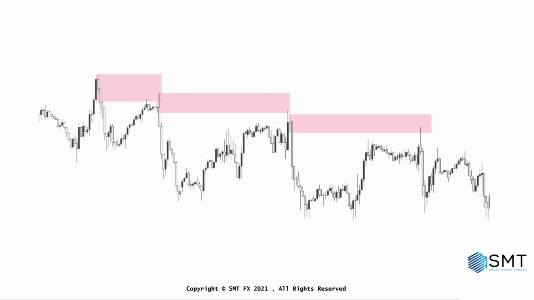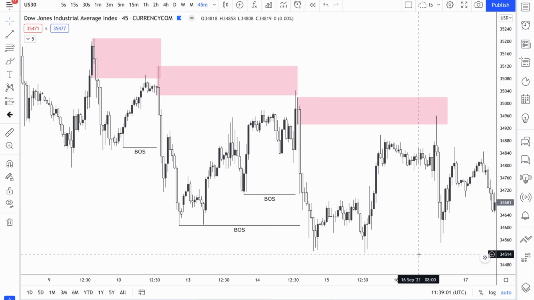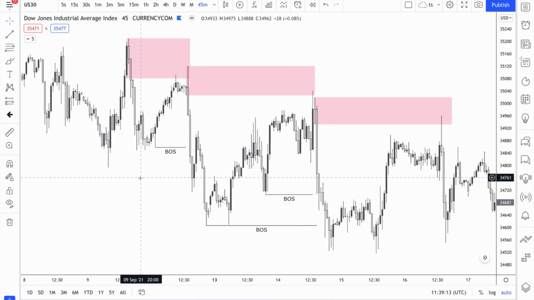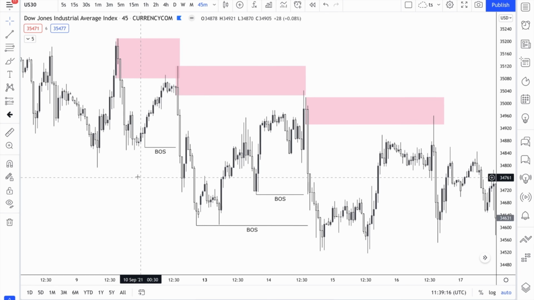Now, where the third supply zone is formed, if that did not cause a break of structure, then we would not be looking for a short in this example. However, as it does break structure, we could then be looking for a short trade to follow the order flow of the market. Let's go into a little bit more detail of the previous screenshot. That screenshot was taken from the US 30, or the Dow Jones, and I've just elaborated a little bit more detail to give a better perspective of how this order flow was playing out.